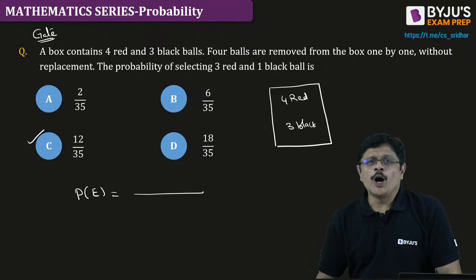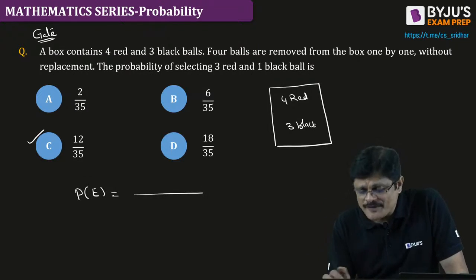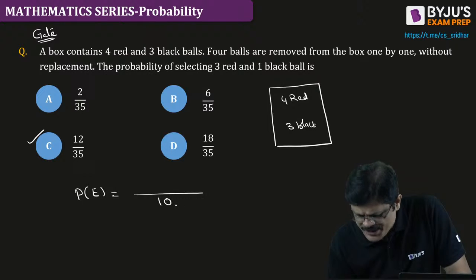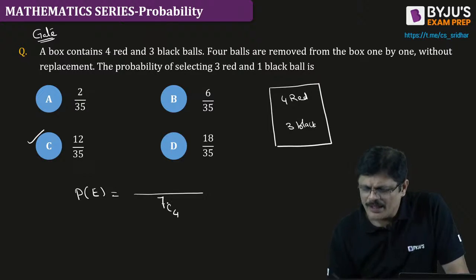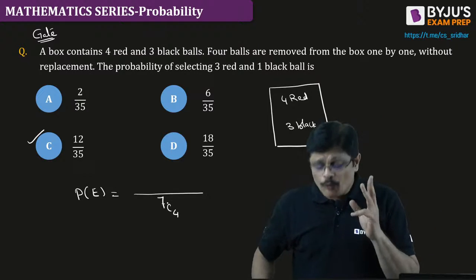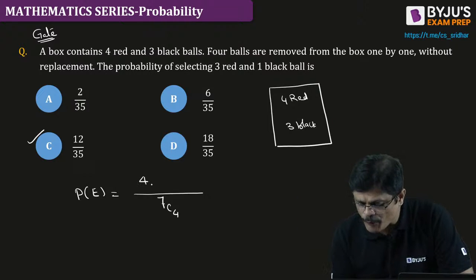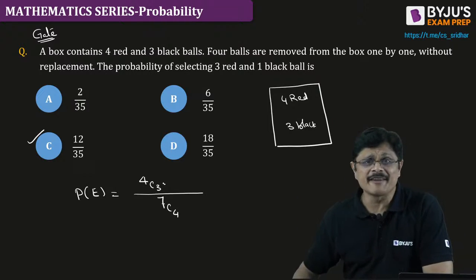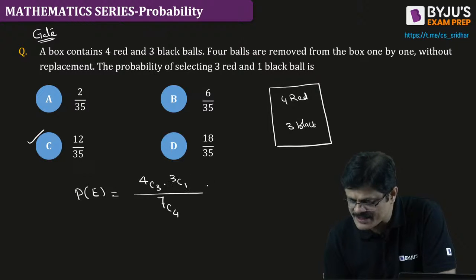Total, how many are you selecting? 4 out of 7. So without any condition, it is simply 7C4. Now what is it that you want? You want 3 red and 1 black ball. 3 red can be selected from 4 red in 4C3 ways, and 1 black can be selected from 3 black in 3C1 ways, my dear friends.